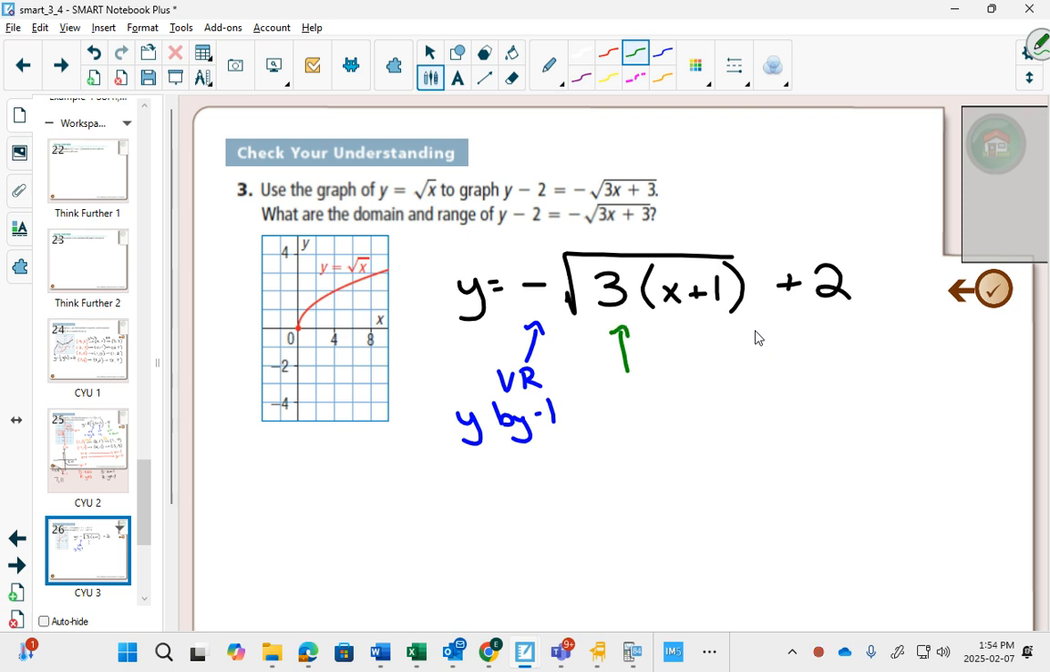Inside our function, we've got a horizontal compression, x by a third, a horizontal translation, 1 to the left, and finally a vertical translation, 2 up.